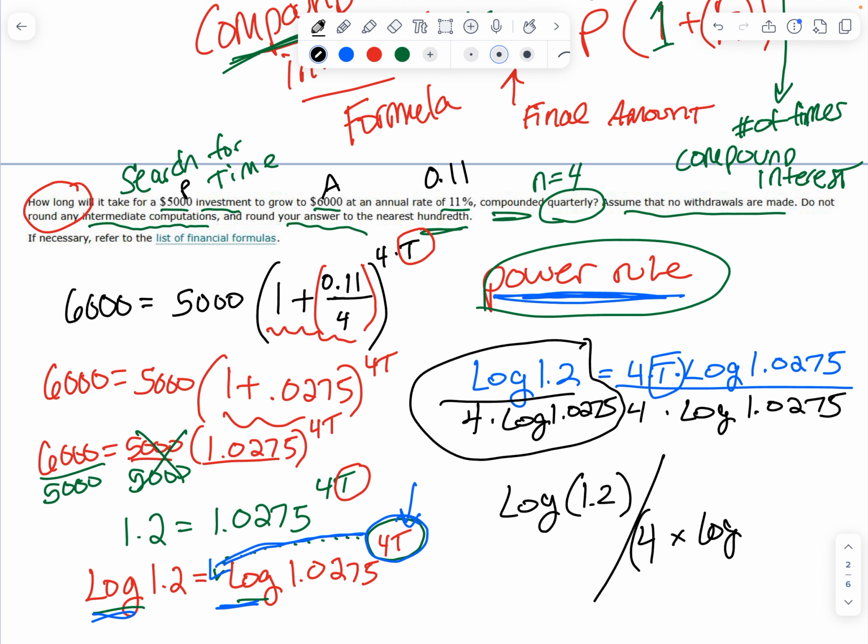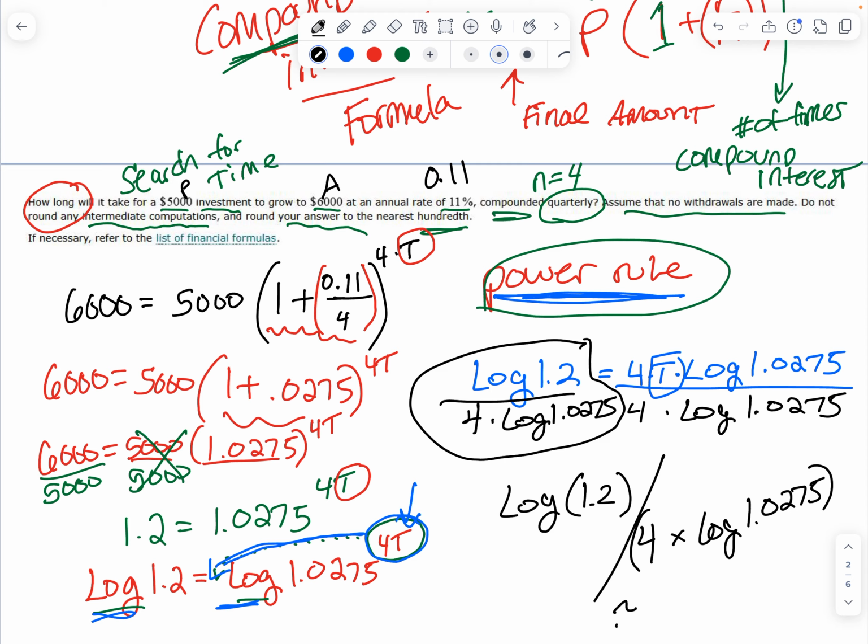So I want to make sure that when I'm doing this, 1.0275, that I use parentheses. So log of 1.2 divided by the log, and I'm going to use parentheses very carefully. Log of 1.2. And if you don't have a graphing calculator, you're going to have to probably figure out how your own calculator deals with logs and then do that.